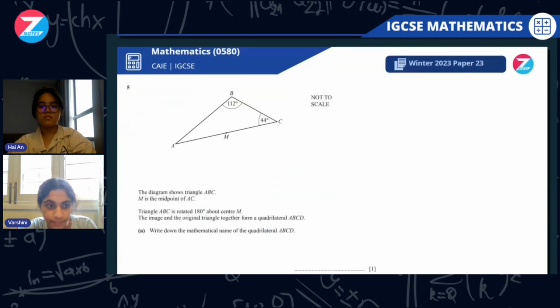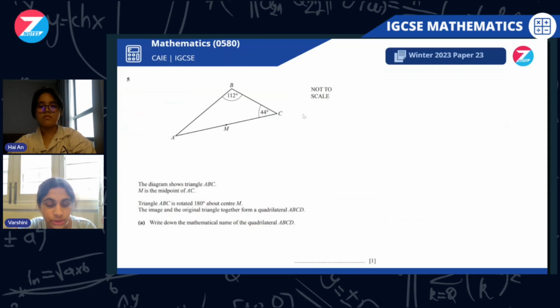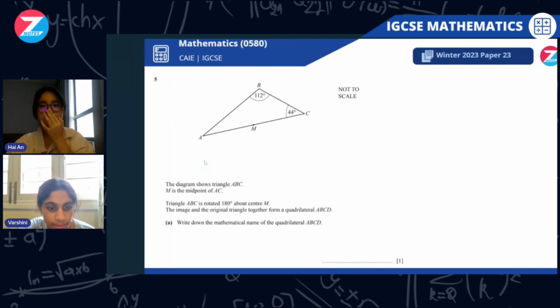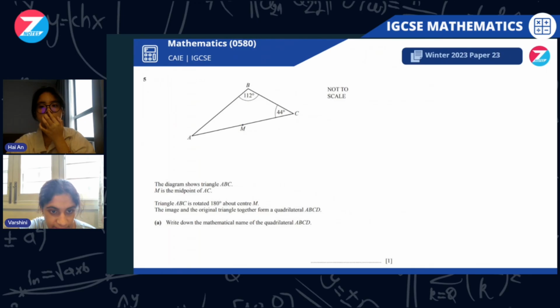Question 5. So they've drawn a triangle. The diagram shows triangle ABC. M is the midpoint of AC, so that's the midpoint. Triangle ABC is rotated 180 degrees about center M. The image and the original triangle together form a quadrilateral ABCD, and they want us to write the mathematical name of the quadrilateral. So how do we find the quadrilateral?